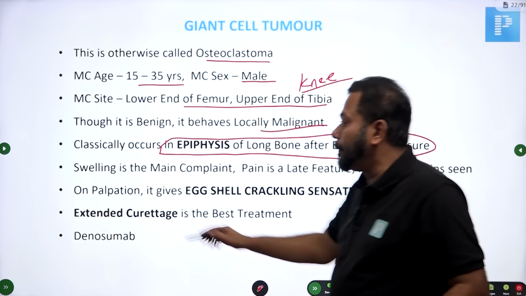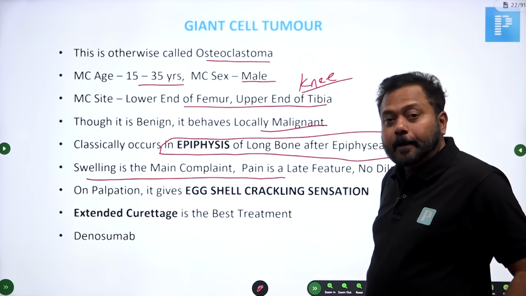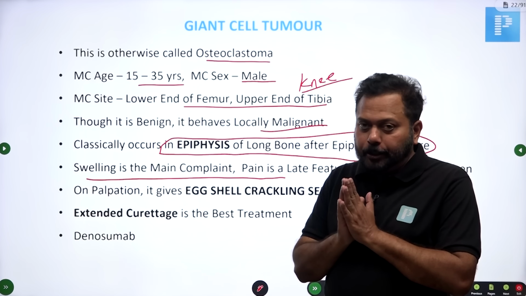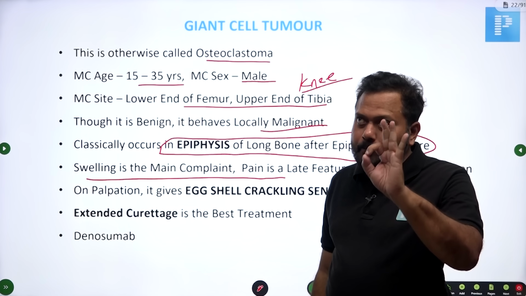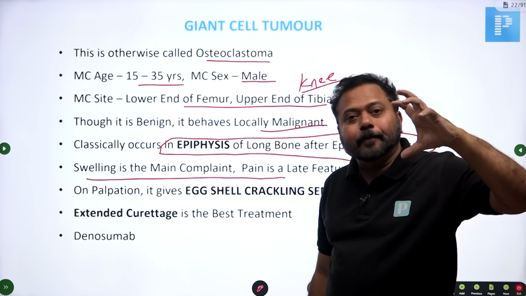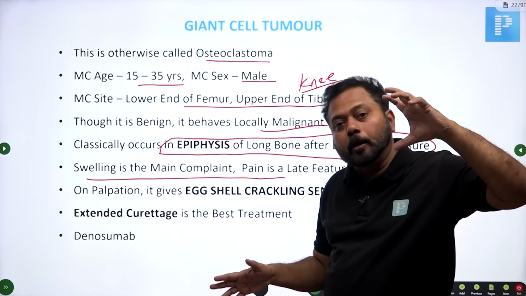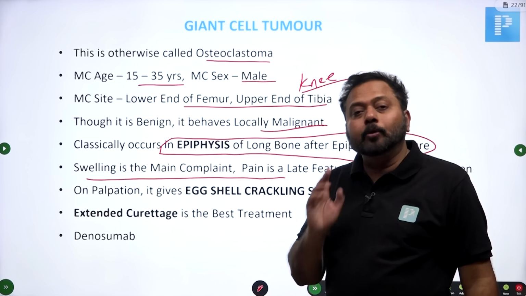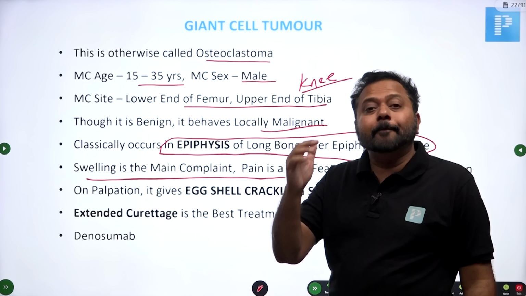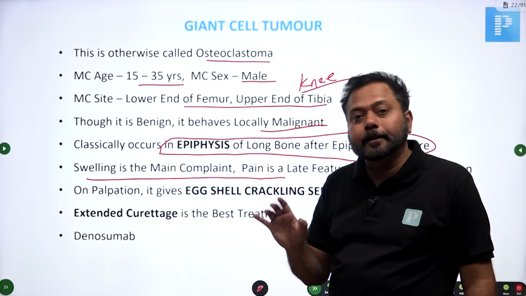Swelling is the main complaint. Pain happens very late. In a malignant bone tumor like osteogenic sarcoma, pain is the first symptom and swelling comes late. In giant cell tumor, swelling is the first symptom, and very rarely, sometimes they don't have pain at all. The book says very clearly that in giant cell tumor, pain happens after a pathological fracture. Once fracture happens, that causes the pain.